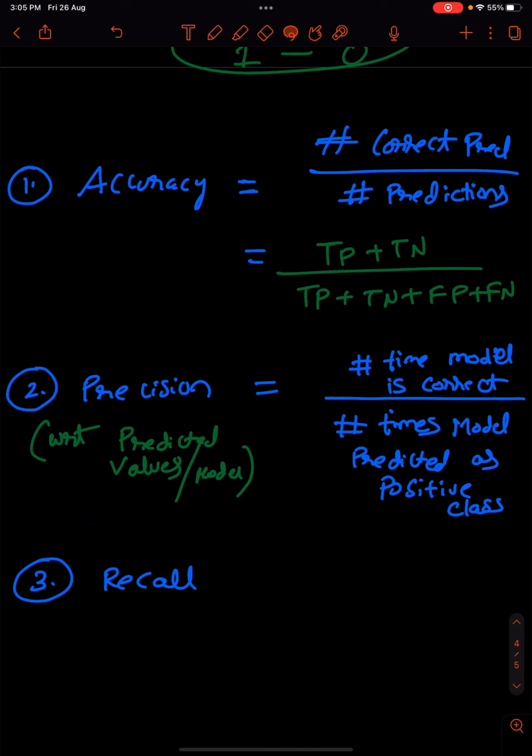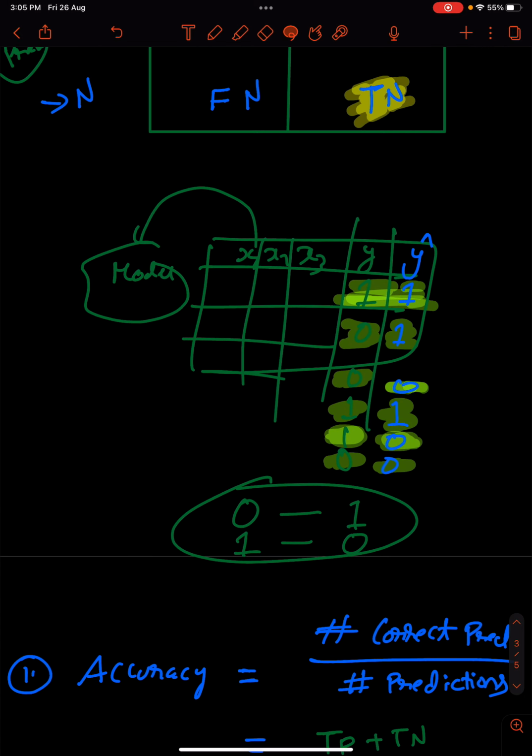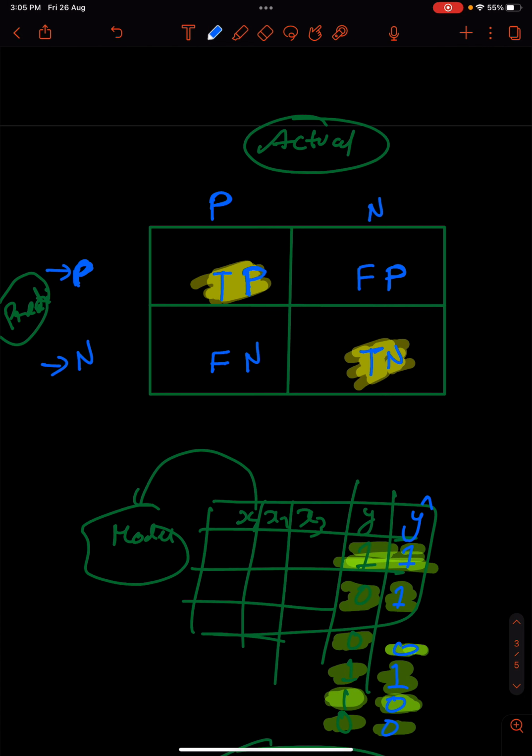So let us try to look at that with respect to the matrix over here. Let's see how many times the model predicted as positive. That would be this and this, because the model has predicted these many as positive and these many as positive. If I add this plus this, that gives me the total number of times the model has predicted the positive class, right? The total number of records.